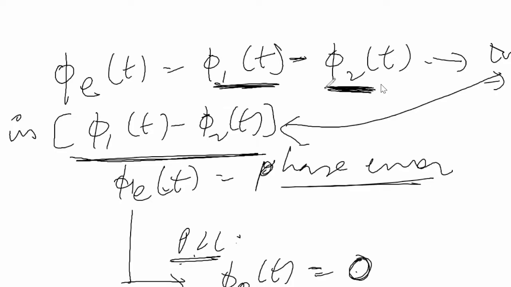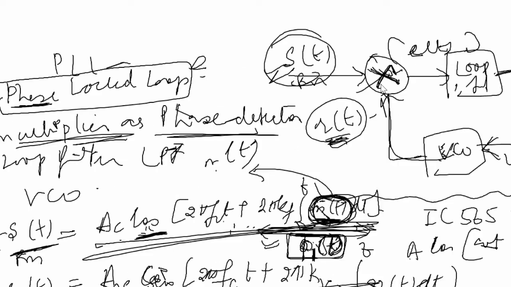So if phi 2t, which is the phase of the VCO, becomes equal to the phase of your FM signal, then the difference between phi 1t and phi 2t will become 0. In that condition, the PLL is said to be in the locked state. Now phi 2t is driven by the voltage V of t, and V of t is the output voltage.